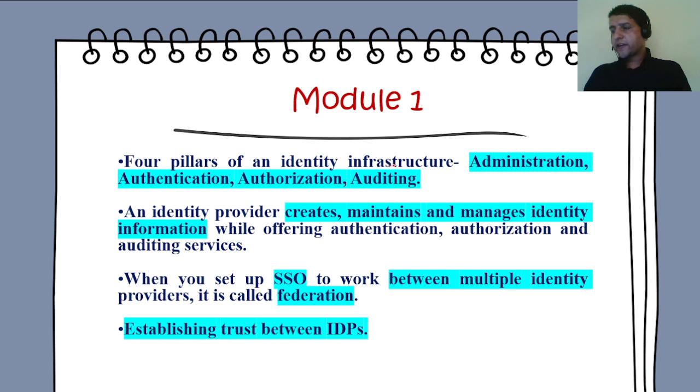There are four pillars of identity infrastructure: administration, authentication, authorization, and auditing. Administration is maintaining and creating those accounts, and auditing is auditing the things which you create, like tracking user actions. An identity provider creates, maintains, and manages identity information while offering authentication, authorization, and auditing services. When you set up single sign-on to work between multiple identity providers, this is what we call federation. So if they ask anything related to this, that's federation. Federation is establishing trust between identity providers, in short.